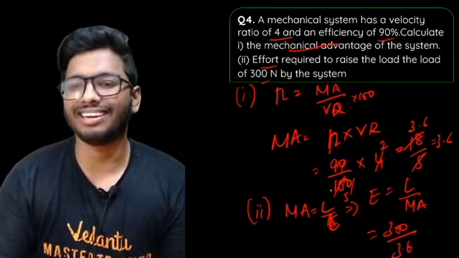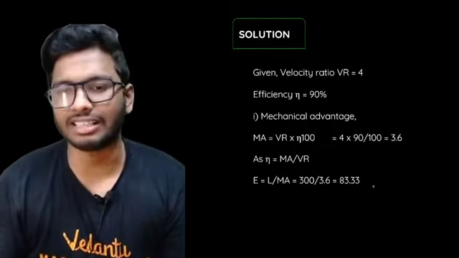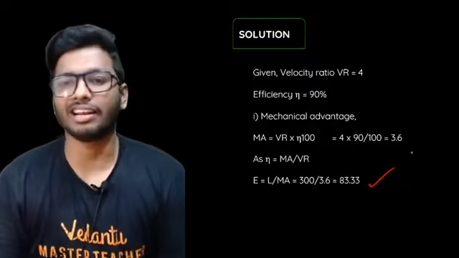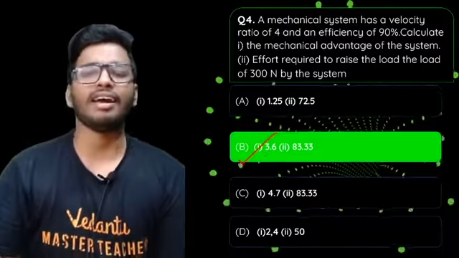So you would get the answer for this question. If you divide it, you'll get 83.33, as simple as it is. And you found out the mechanical advantage to be 3.6. As simple as that. So the answer to this question would be option B, which is 3.6 and 83.33.